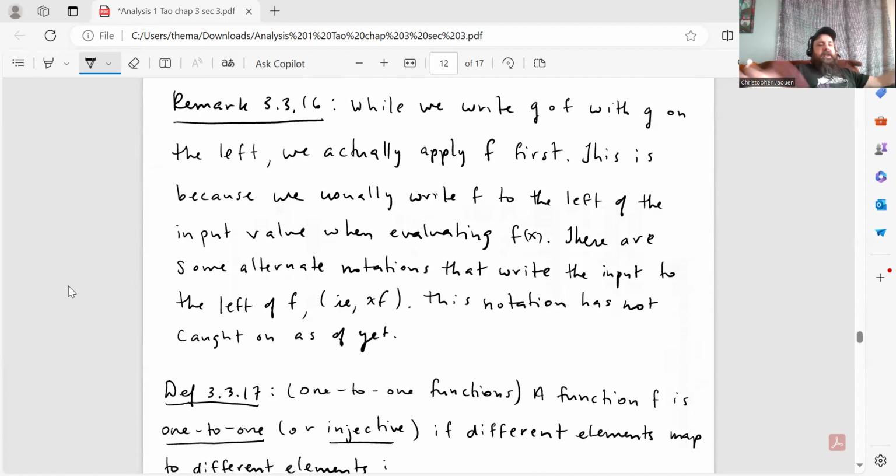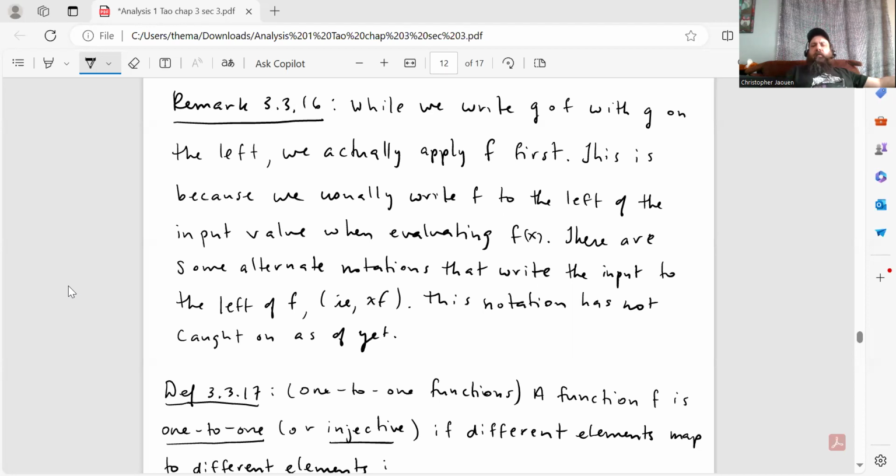Right, another remark. There's a lot of remarks in this section, but they're good to note. So while we write G composed with F with G on the left, we actually apply F first. This is because we normally write F to the left of the input value when evaluating f of x. It's just a convention. There are some alternate notations.